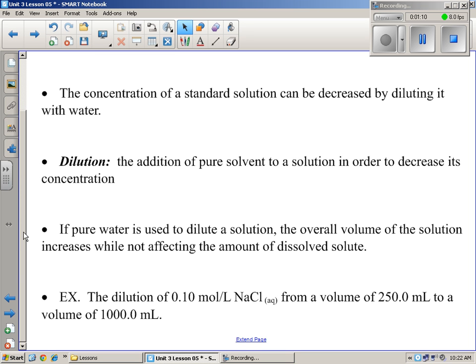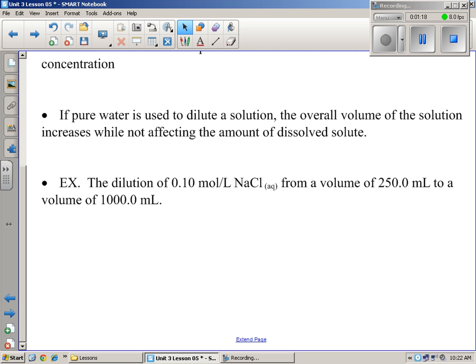Dilution is the addition of pure solvent to a solution in order to decrease its concentration. If pure water is used, the overall volume of the solution increases, but it doesn't affect how much solid is in there. So yesterday, we measured out 1.50 grams of solid, put it into here, filled it up to the calibration line, and made this standard solution. If we add water to here, we're not changing the 1.50 grams in here. That's still the same. We're just putting more water in, so we're making it weaker. So that's what we're going to look at today.